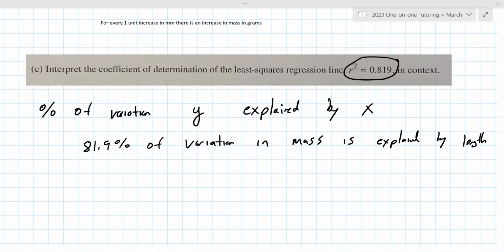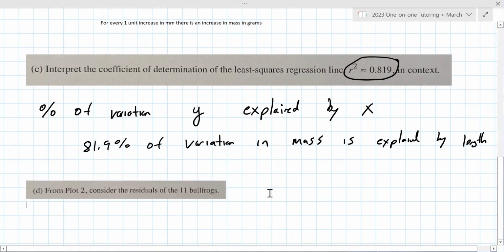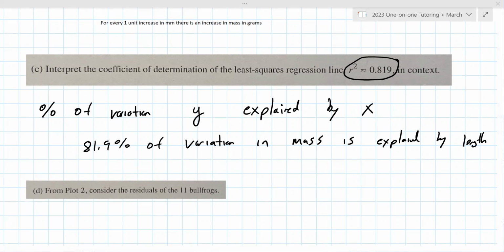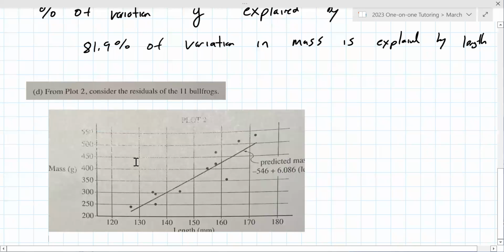Okay, let's look at letter D. From plot 2, consider the residuals of the 11 bullfrogs. Let me grab the graph, and maybe we can talk about it if it's not clear what an actual residual is. Residual is Y minus Y hat, and the Y hat comes from the predicted value, or from the equation.